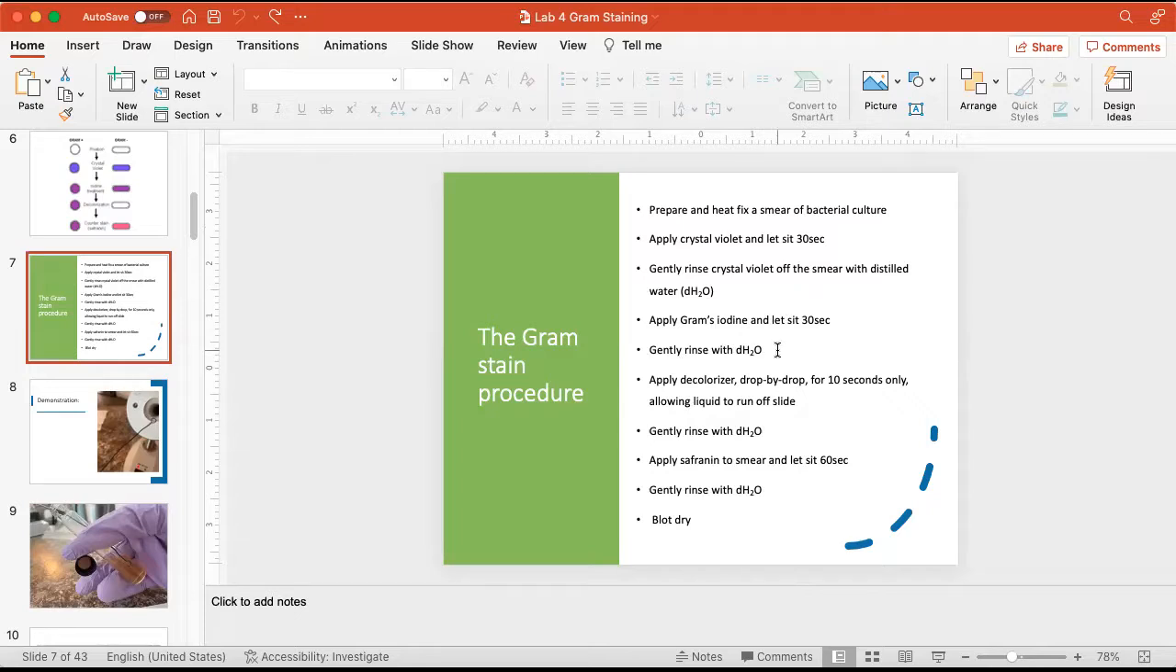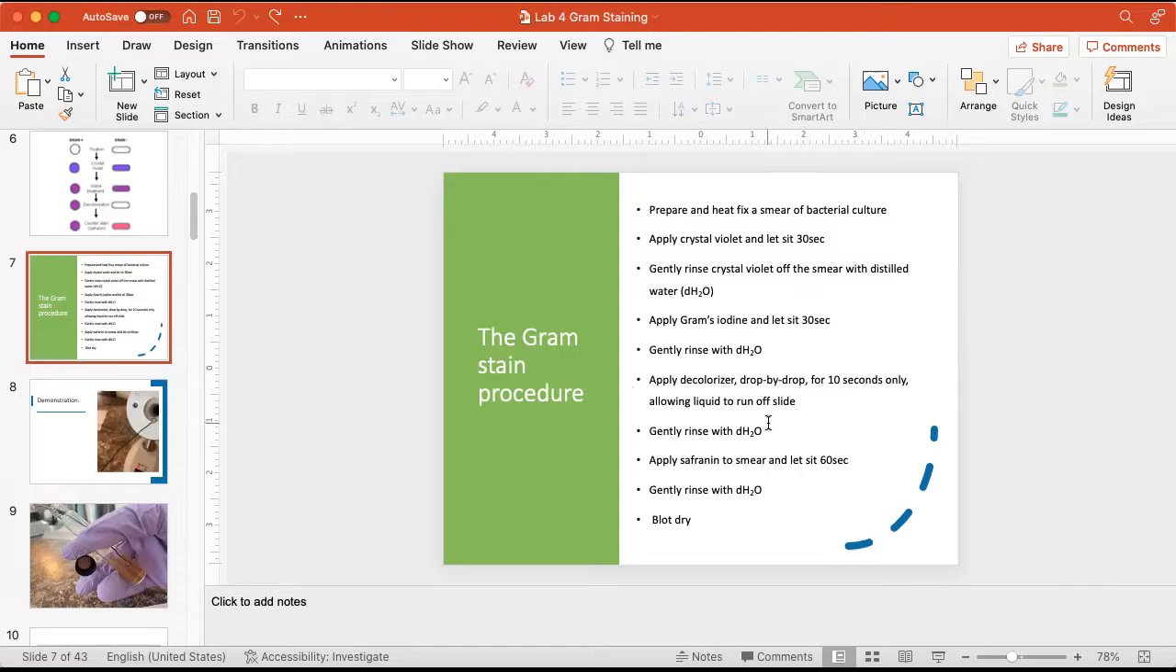And now comes the decolorizing step. This is the one step that you have to be careful with your timing. We apply the decolorizer drop by drop. You don't put a puddle of decolorizer on top of the smear. You actually apply it drop by drop over the smear for 10 seconds only. And we allow the decolorizer to run off the slide as we're doing it. Remember, this is removing some of the crystal violet stain. Then we gently rinse again with distilled water.